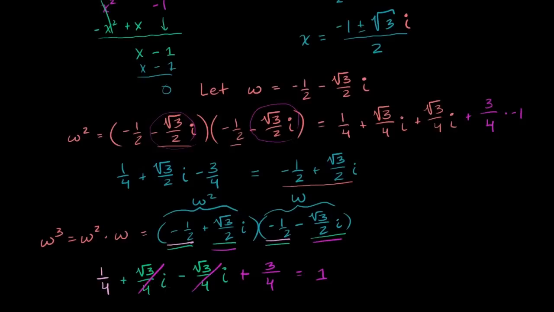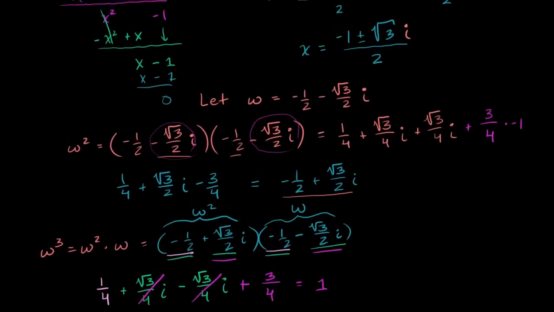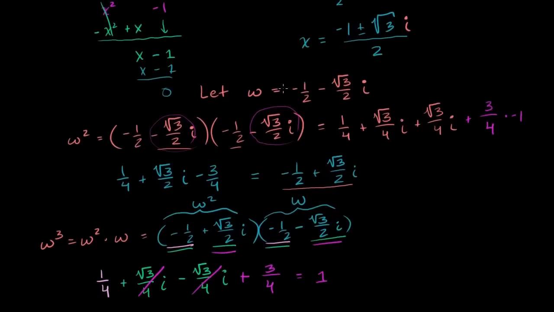So this is interesting. Omega is equal to this thing right over here. Omega squared is equal to its conjugate right over here. We just swapped the sign. And then omega to the third is going to be equal to this thing, which is going to be equal to unity.